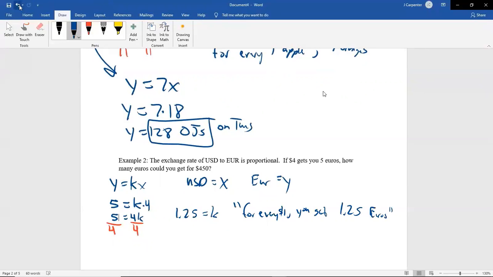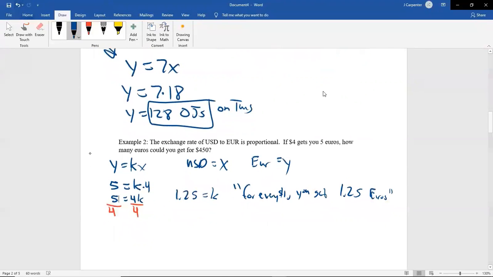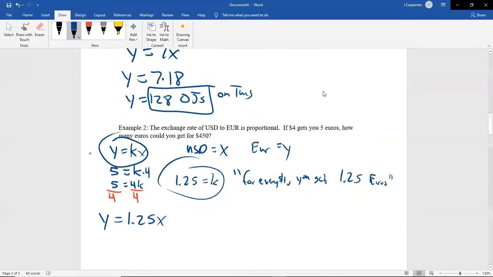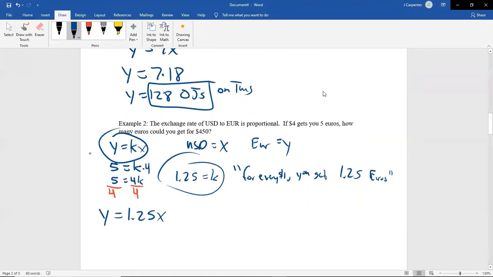This sounds like we're going on a vacation and 450 is our fun money. But now our y equals kx, we know the k, so we can just plug that in. It's now and forever, y equals 1.25x. And then just plug in the 450, which was the dollars. So that should go here.